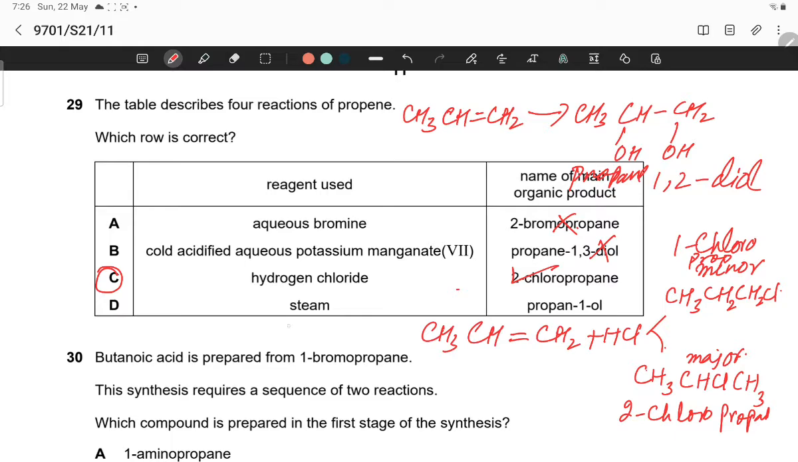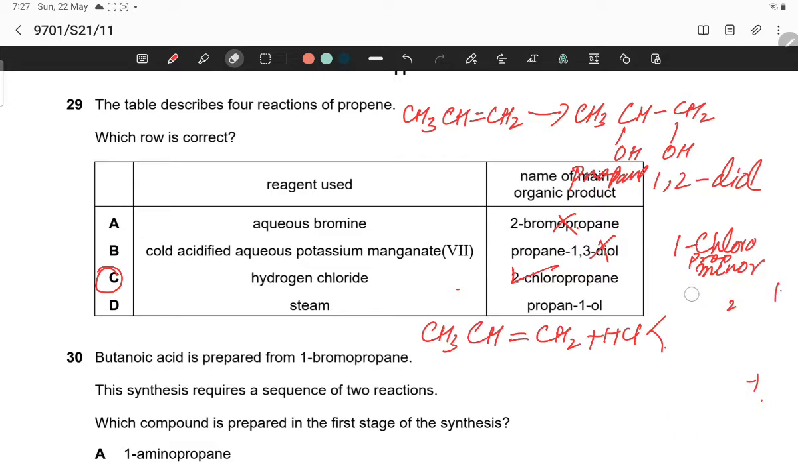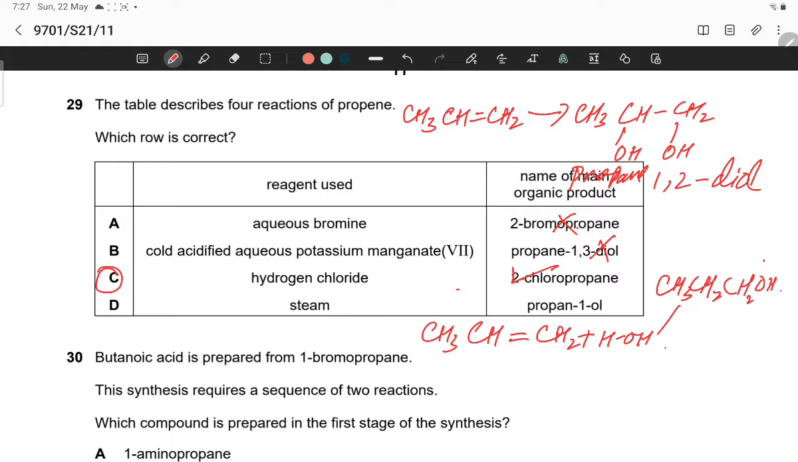Propan-1-ol. Again, the same 2 products are formed with steam. Propan-1-ol and propan-2-ol plus HOH. CH3 CH2 CH2 OH is propan-1-ol. This is the minor product and this is CH3 CHOH CH3. See, this is the major, and this is propan-2-ol. So this is also incorrect.